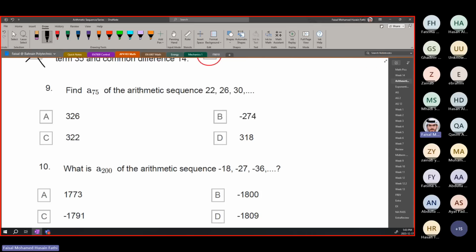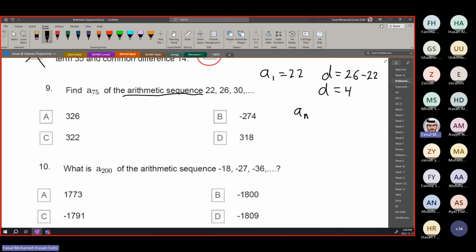Find A75 of the arithmetic sequence. Before even that, what is A1? A1 is equal to 22. Common difference: here, by the way, the question says arithmetic sequence, so you don't have to check for the common difference. You already know it's an arithmetic sequence, so you can only do it once. So 26 minus 22, the D is equal to 4.